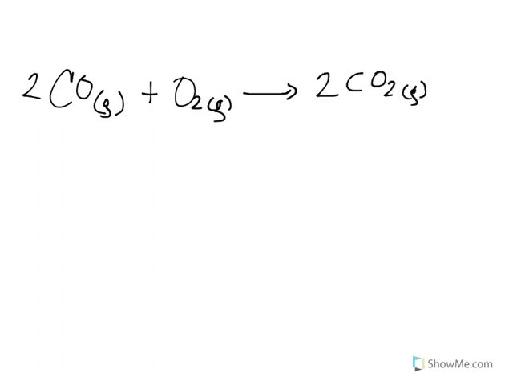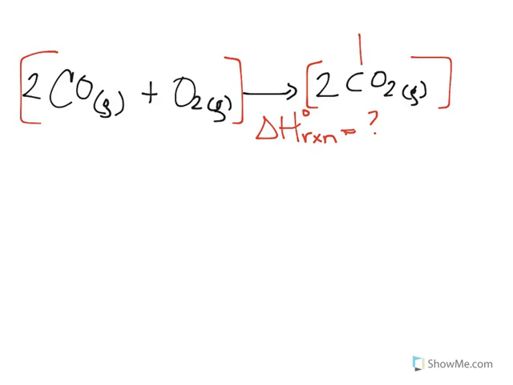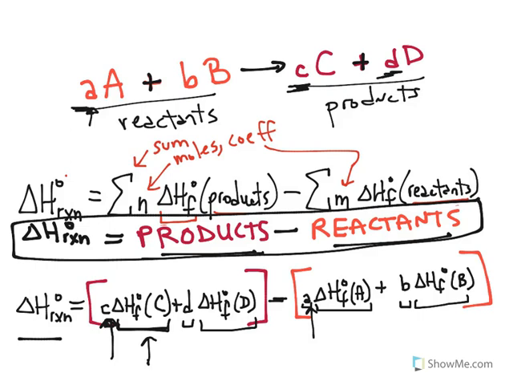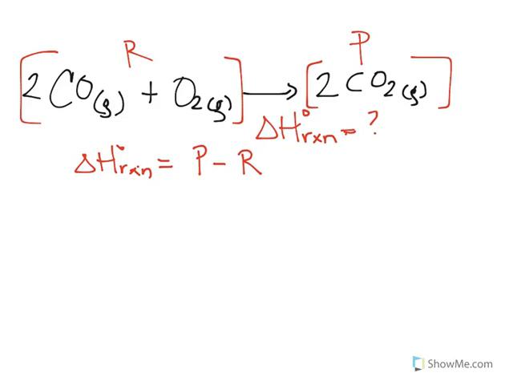We want to find the heat of this reaction. Well, you've got to remember that it's products minus reactants. So it's going to be all the products minus all the reactants. So just put a P here and an R here. So the heat of the reaction here is going to be products minus reactants. So if you remember from this page, it is going to be the coefficient times the standard heat of formation. So let's take a look.